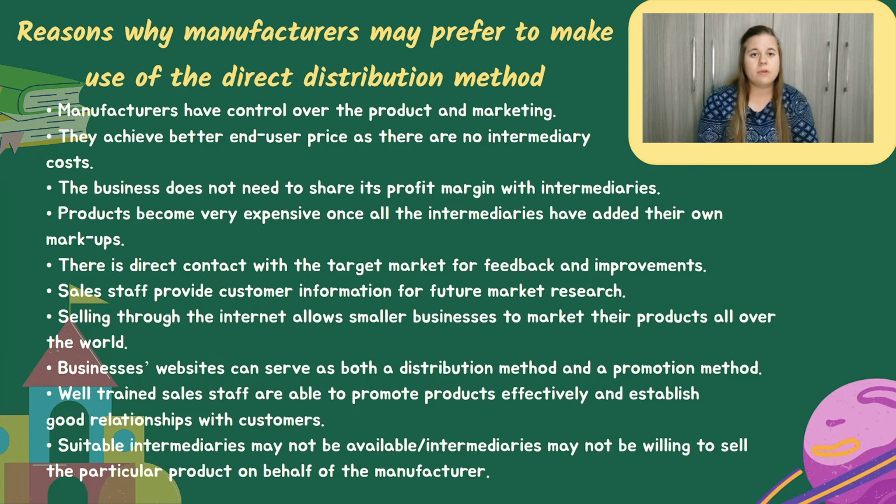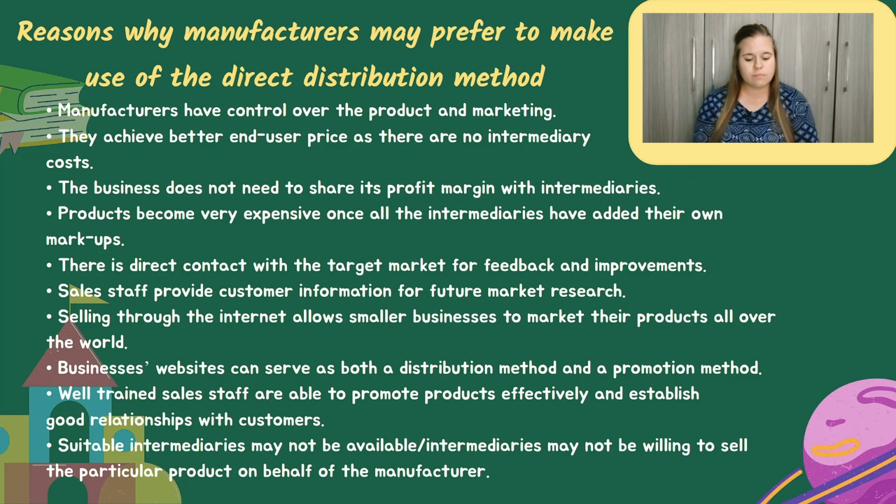All right, now we're looking at the reasons why a manufacturer would choose the direct distribution method versus the indirect distribution method. So the direct: manufacturers have control over the product and the marketing. They achieve better end user prices, as we've said before, because there's no intermediary costs added in between the process. The business does not need to share its profit margin with its intermediaries, and the products become very expensive once we've added all of the intermediaries into the markups.